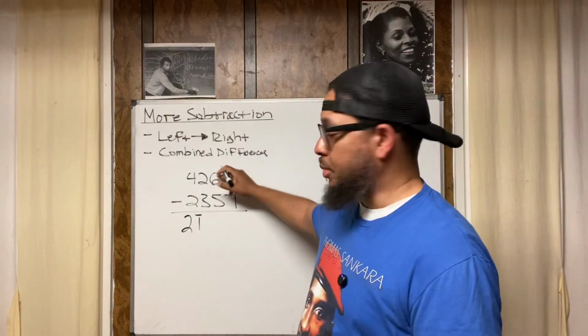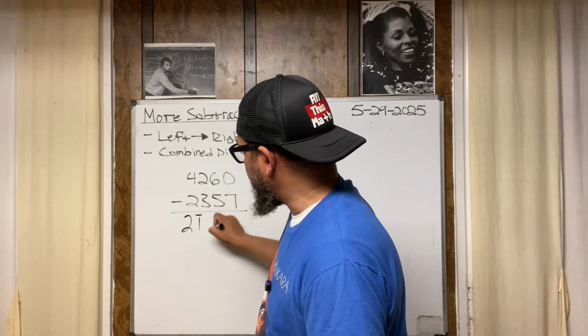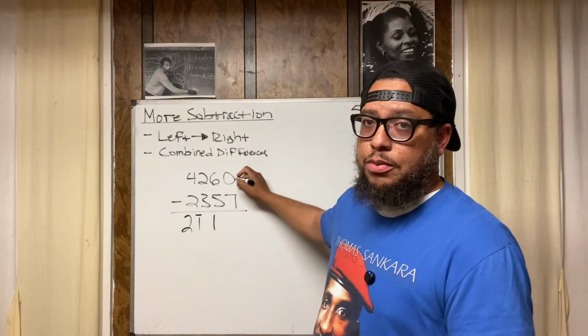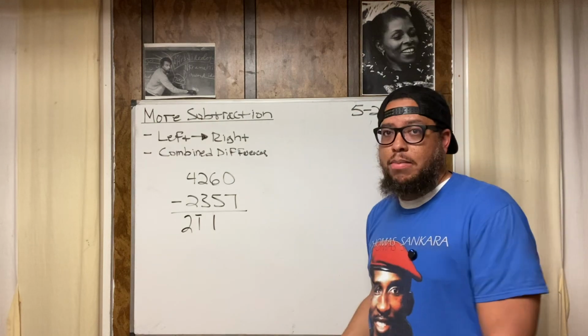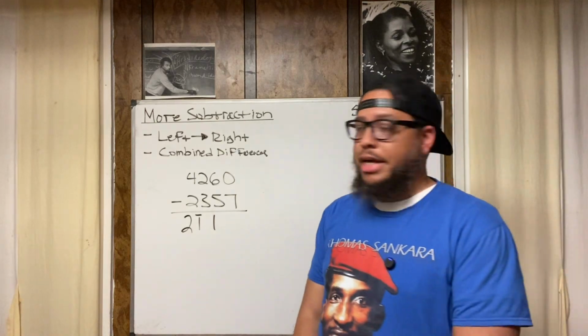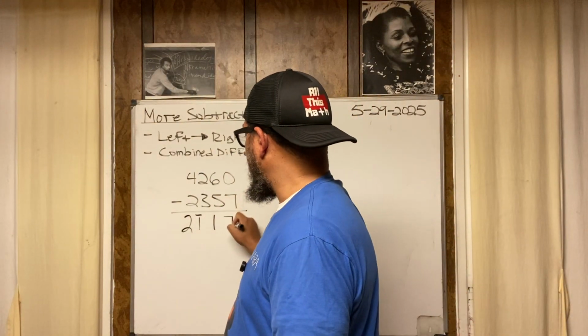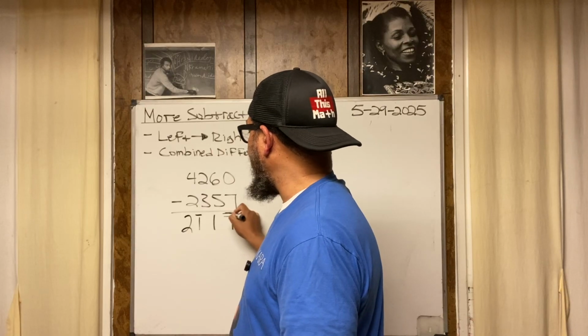So this is a negative 1. Then we go to the tens place. We got 6 minus 5. 6 minus 5 is positive 1. And then we go to the ones place. We got 0 take away 7, or 0 minus 7. 0 minus 7 is negative 7. So you put the 7 here. Boom.